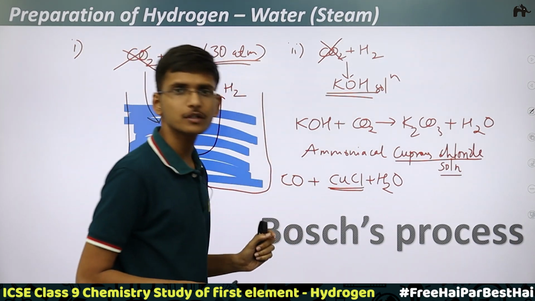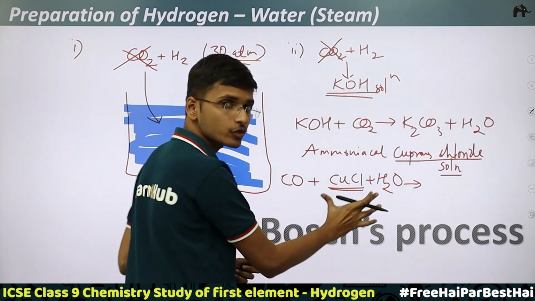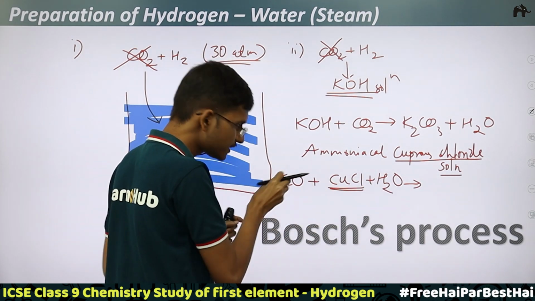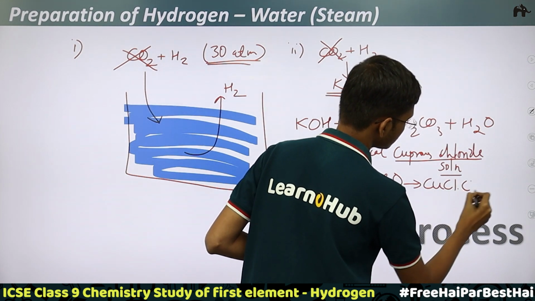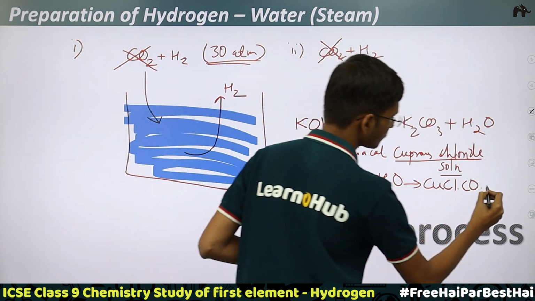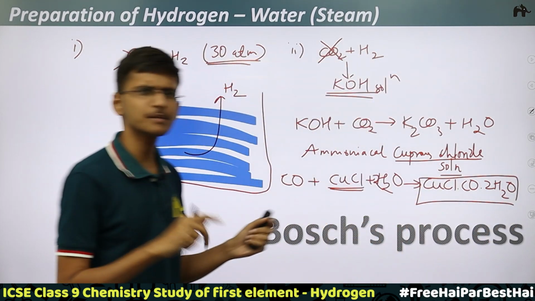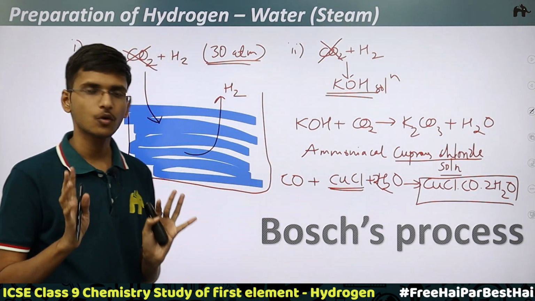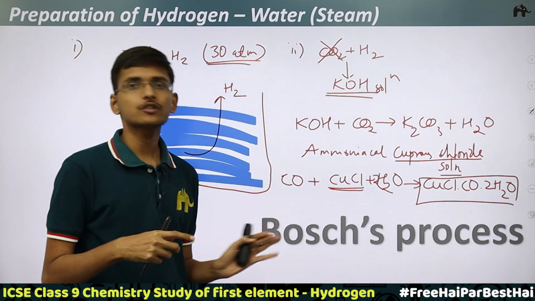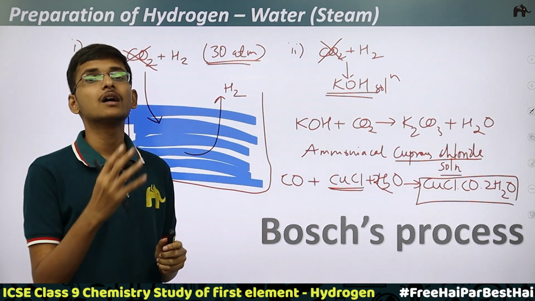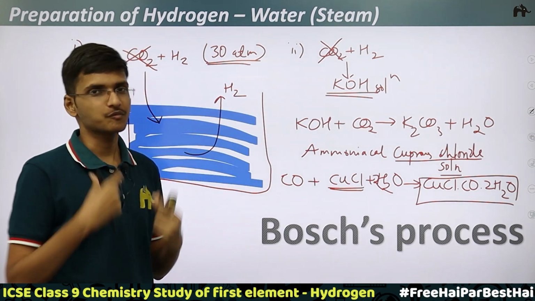So this ammoniacal cuprous chloride solution picks up the carbon monoxide, and it forms CuCl.CO.2H2O. Here we take 2 water molecules. This is the product which is formed, CuCl.CO.2H2O. In this manner carbon monoxide is removed from the unreacted steam and syngas mixture.